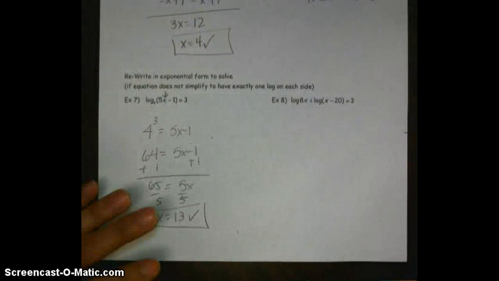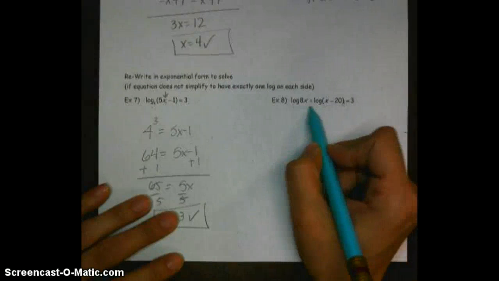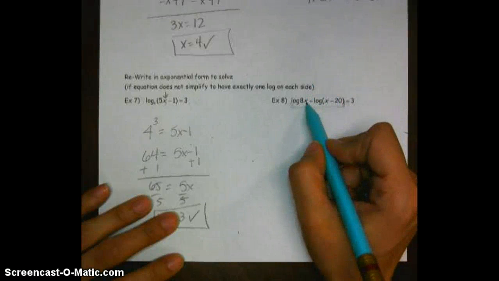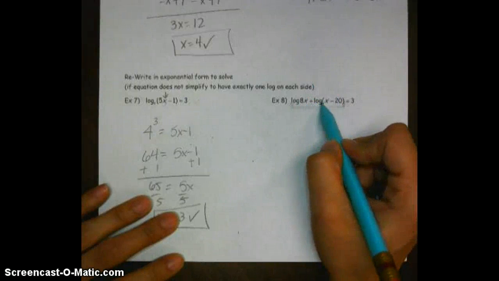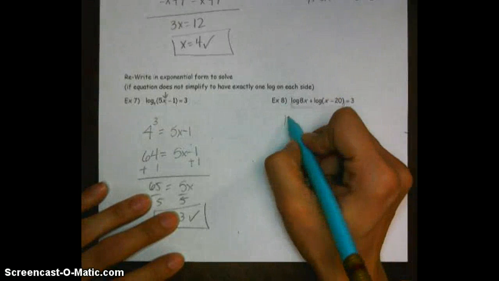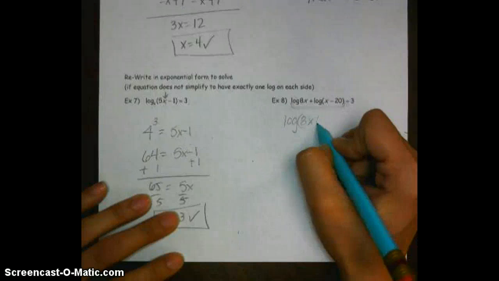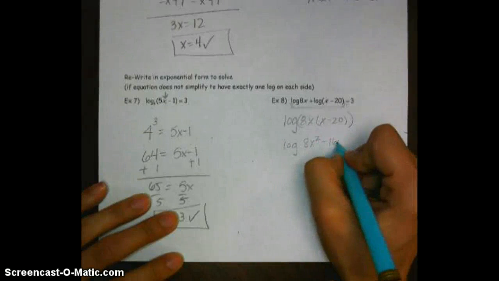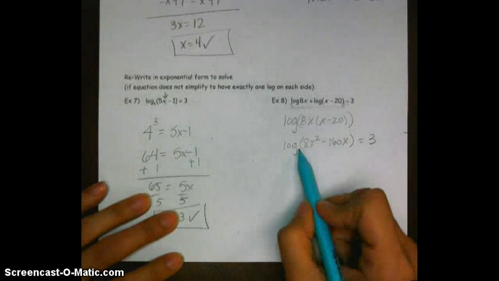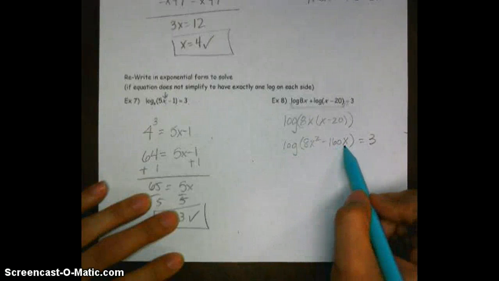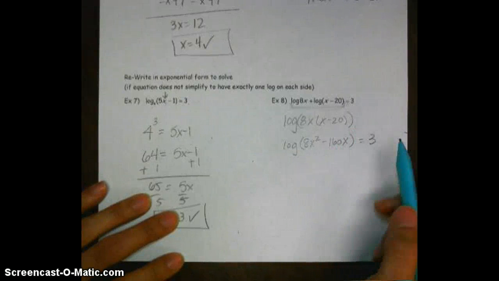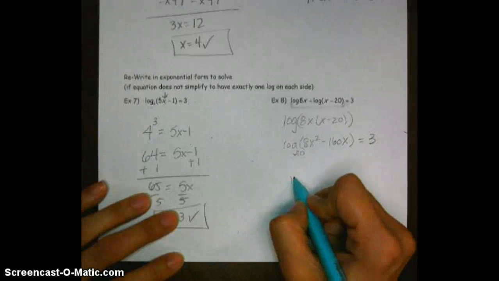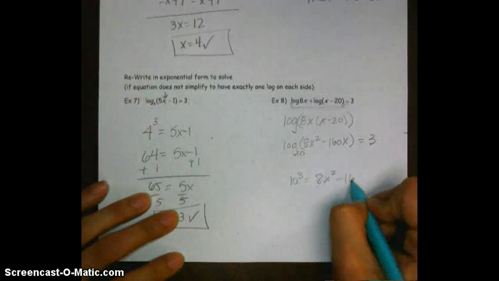On number 8, we're going to use the same method, except I have to consolidate and condense this first into one log expression. We have log property rules that say when you're adding two log functions, really you're multiplying the arguments. So this is log of 8x times x minus 20. You're going to distribute and get log of 8x squared minus 160x. Okay, now that I have it all as one log expression on one side, we can rewrite this in exponential form. And let's not forget that if there's no base for log, it's really base 10. So this is 10 to the third equals 8x squared minus 160x.